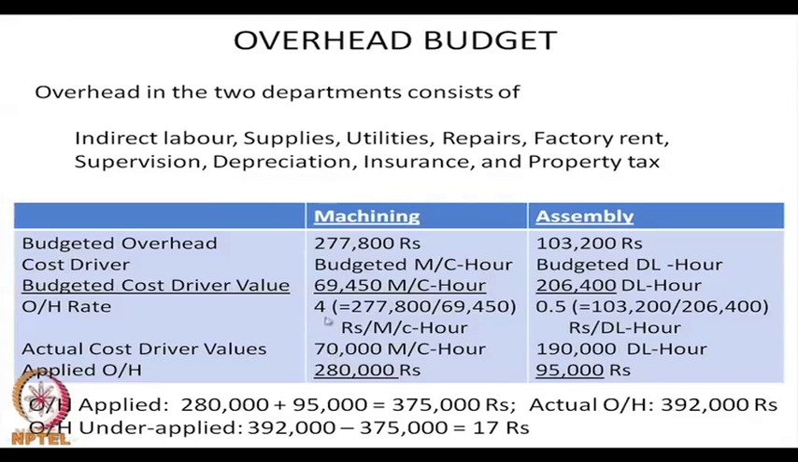So, we multiply 4 into 70 to give 280,000 rupees and 0.5 into 190,000 as 95,000 rupees. When we add it up, this gave a value of 375,000 rupees, whereas the actual overall expense came as 392,000 rupees. So, in this case it is a case of under application. The actual is more than what we allocated to the products or applied to the products. The difference therefore is 17,000 rupees.